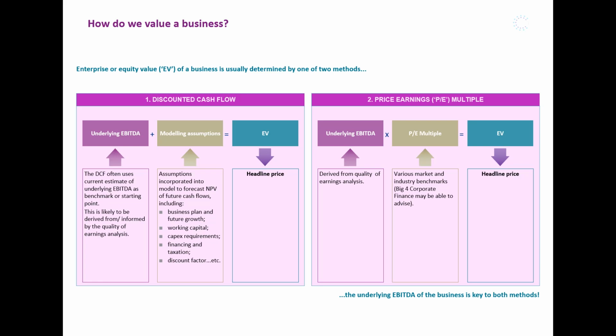So if you're doing a large deal, typically you'll do both methods just to sense check both of them. But the basis you use for your primary valuation will typically be the second one, your earnings multiple. As you can see down here, the underlying EBITDA of the business is key to both methods. Why is that so important?